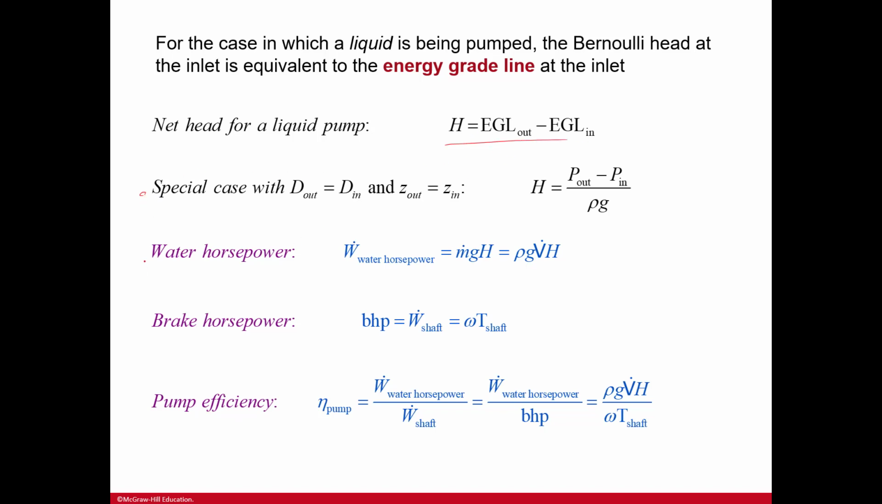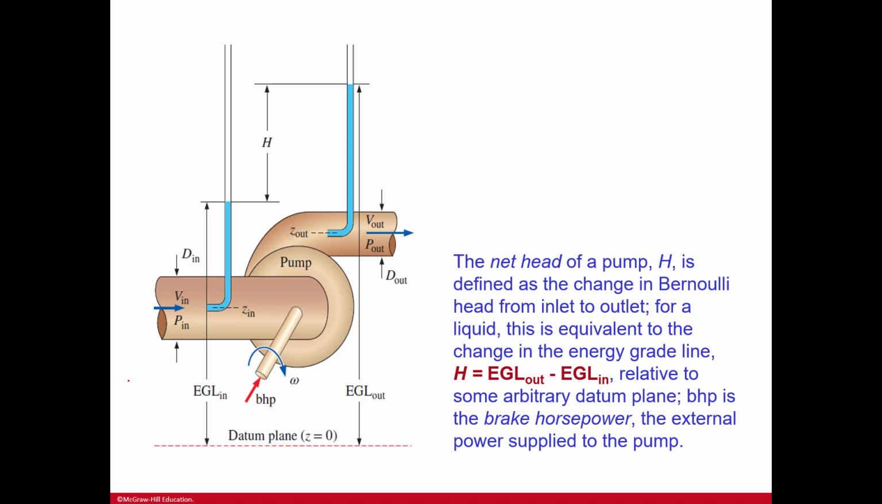And then you have special cases for water horsepower, brake horsepower, and pump efficiency, of course. The net head of a pump, H, is defined as the change of the Bernoulli head from the inlet to the outlet. We just talked about that. For a liquid, this is equivalent to the change in the energy grade line. Here we see that, relative to some arbitrary datum plane. BHP is the brake horsepower, the external power supplied to the pump. And you see this datum plane down here.